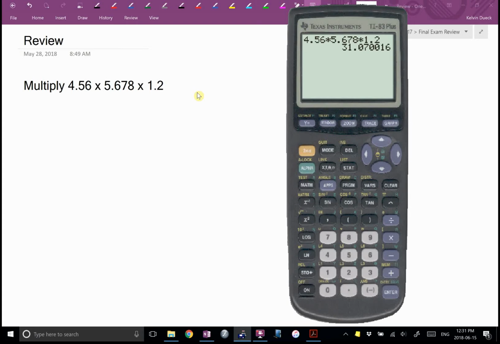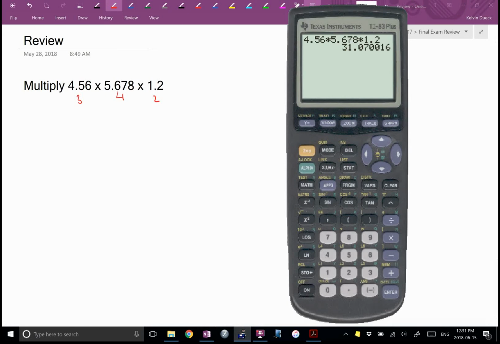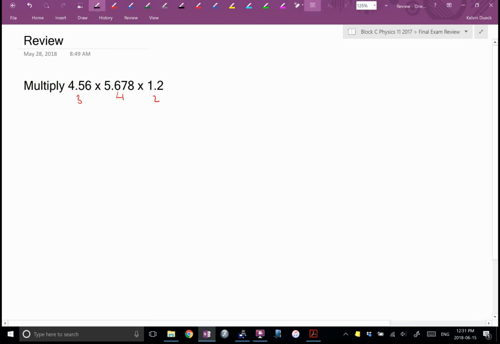So here's what you do. How many sig figs is this first digit? 3. How many sig figs is this? How many sig figs is this? I'm going to go to 2 sig figs, which means this is going to get rounded to 31, unless that was a 5 or higher, then it would get rounded to 32. This is going to end up being 2 sig figs. Okay? That's the rule for multiplying and dividing.